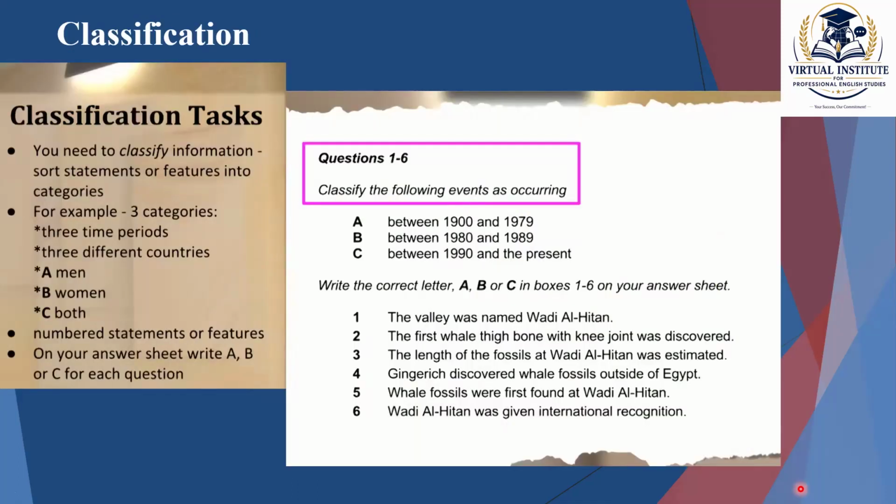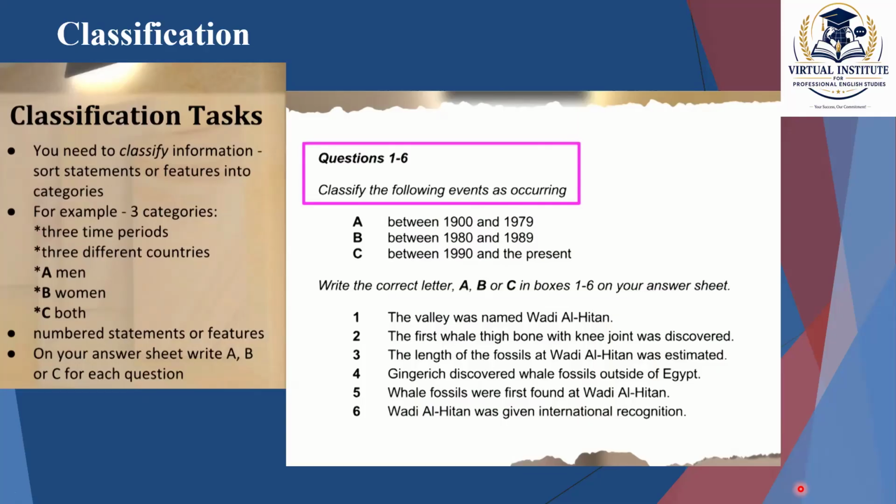Now, considering the classification task in detail, you need to classify the information, right? Sort statements or features into categories. You need to classify each and every bit of information. For example, this information is about this, this information is about that, right? Another example is this person is related to this information, this person is related to this information, and so on. So you need to match and classify the things and categorize them.